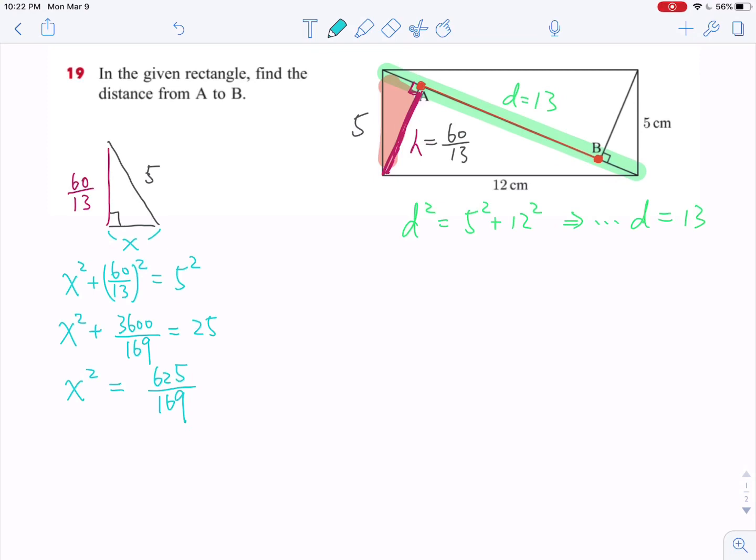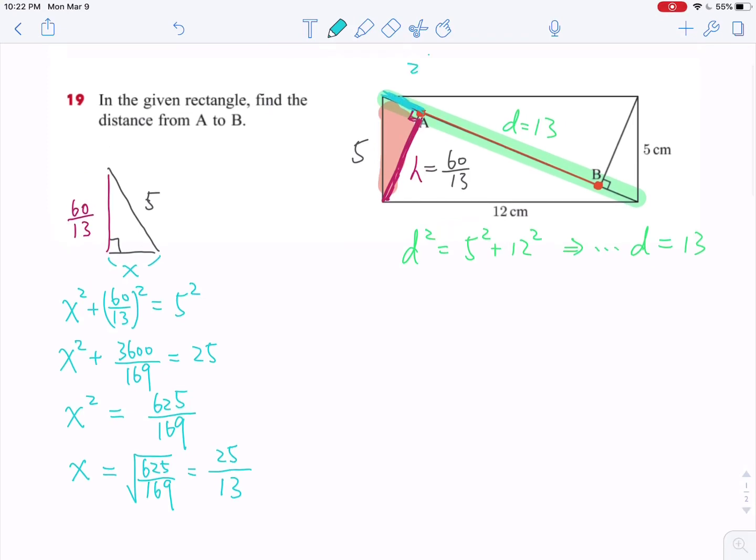This is actually a very beautiful number, because that makes your x equal to the square root of 625 over 169. Now you probably know the square root of 169 is 13, so we get 13 as a denominator. And the square root of 625 is 25. Our x is actually not a bad number. Our x is 25 over 13. That means this part right here is 25 over 13.